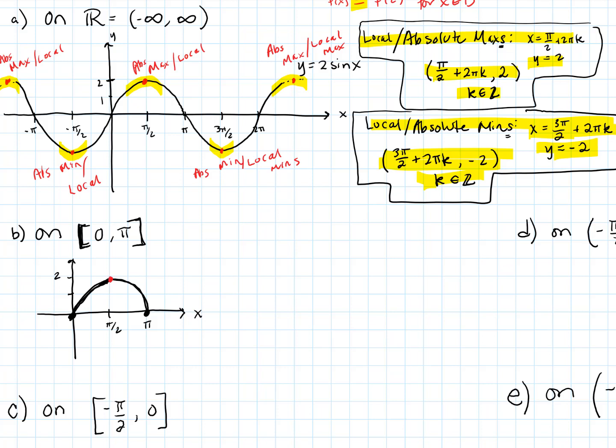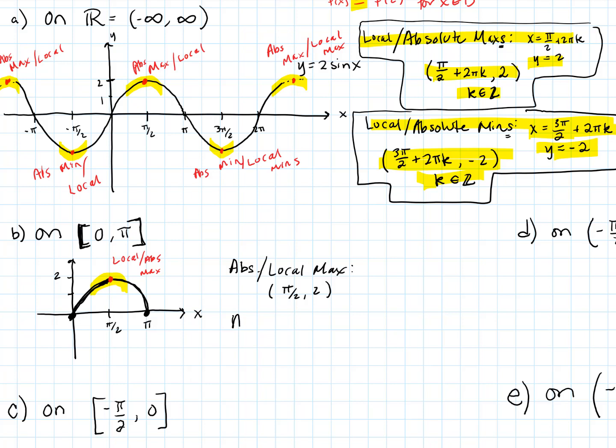So notice at this point right here that we have both a local, because there's an open interval that we could look at around pi over 2, where that is the maximum value. So this is both a local and absolute max at that point. So we know that we have both an absolute and a local max at the ordered pair, pi over 2, 2.